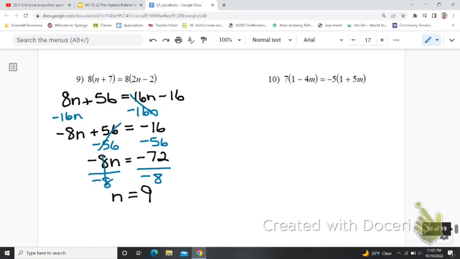Okay, so keep in mind we are changing the sign on that 16n because it needs to cross the equal line to get together with the other n. If they were already on the same side, we would just combine the like terms using the sign that they already had.